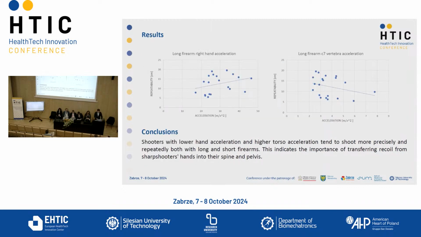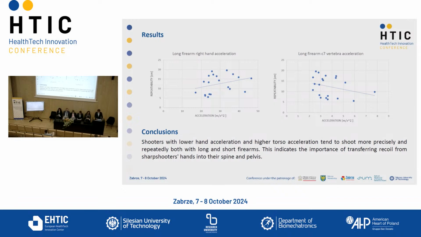Recorded acceleration of crucial body segments was later compared to each shooter's repeatability and accuracy and visualized as scatter plots. 2 of them you can actually see on the screen. One depicts the dependence of acceleration of the right hand to repeatability, and the second is about the C7 vertebra.